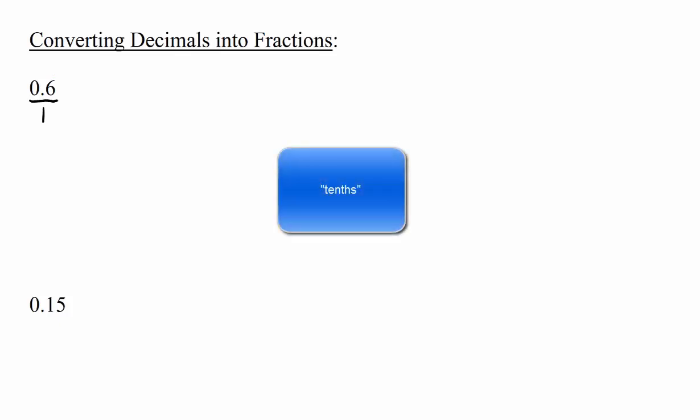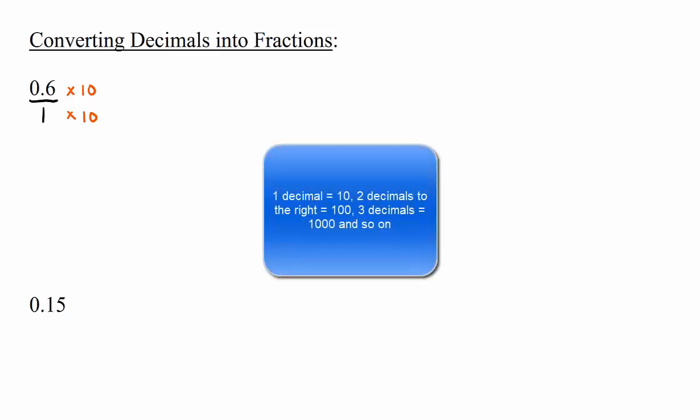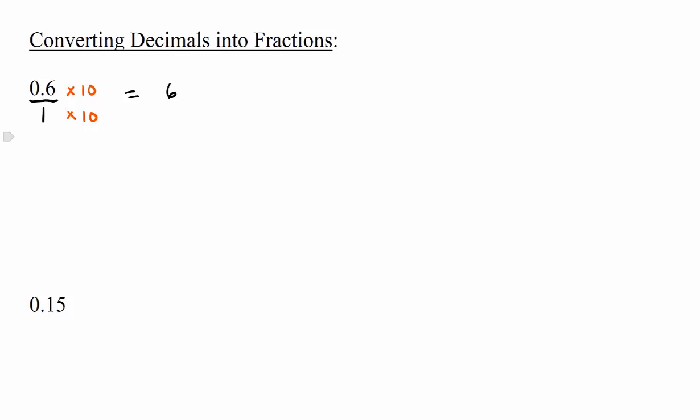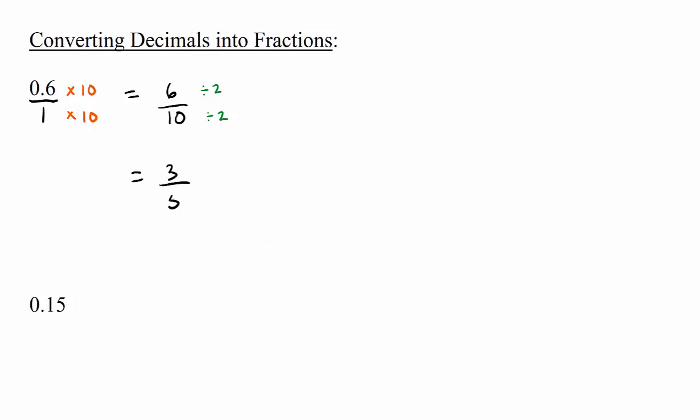And this 6 is what's known as being in the 10th position. So therefore, what I'm going to do is multiply the numerator and denominator both by 10. Now 0.6 times 10 is going to be 6, and then 1 times 10 is 10. And then looking at each of those, they're each divisible by 2, so I am going to do a quick simplifying of my fractions, and I get my final answer of 3/5. So 0.6 is the same as 3/5.